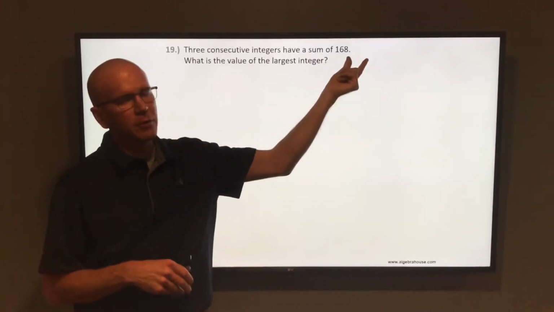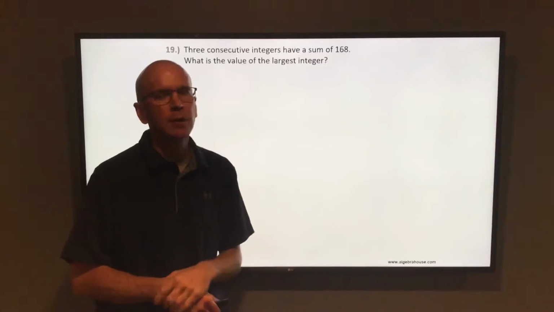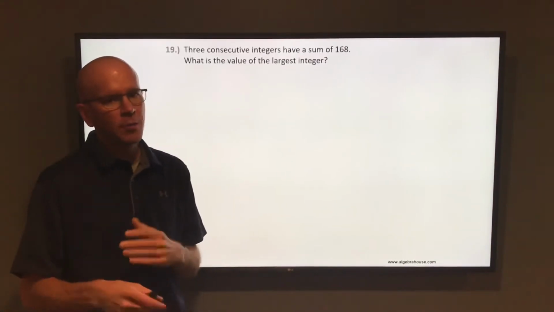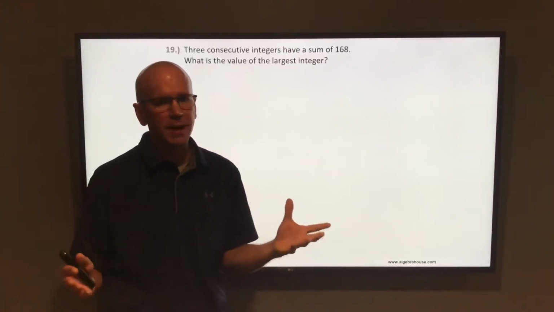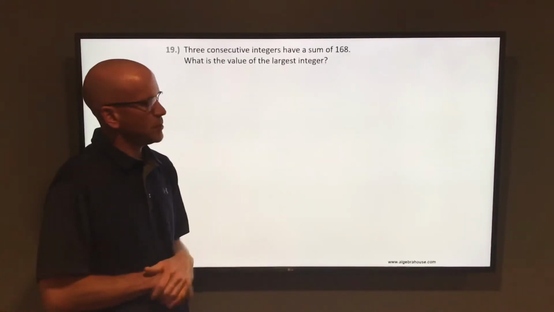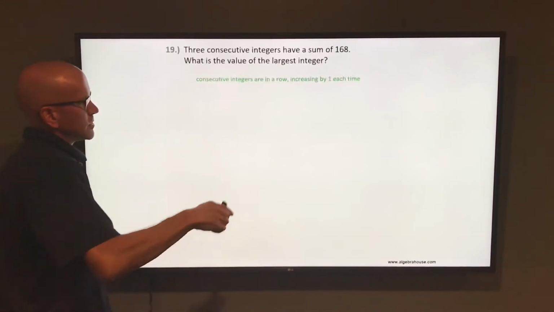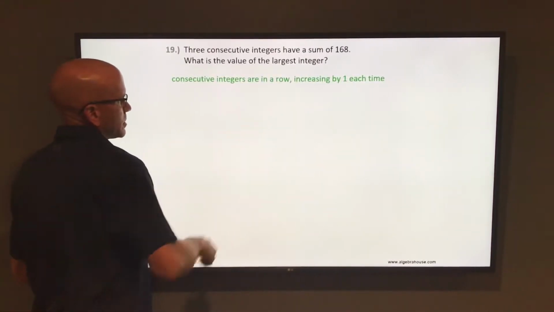168 is pretty easy to do with the calculator, but let's say you had something like 9,472. It may take you a little longer with your calculator playing around with three numbers that add up to get that. You're actually a lot faster using what you should be using, and that is the algebra. So consecutive integers are in a row, increasing by 1 each time.